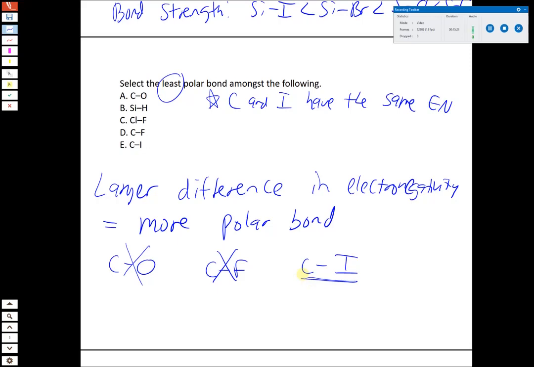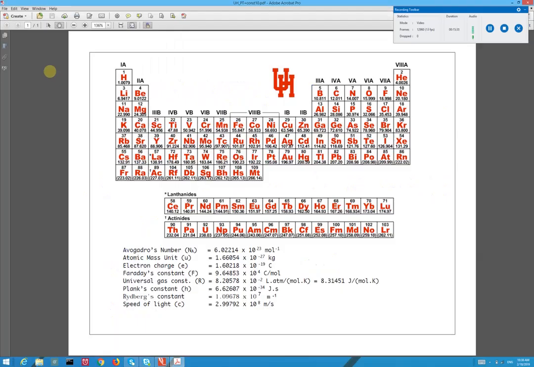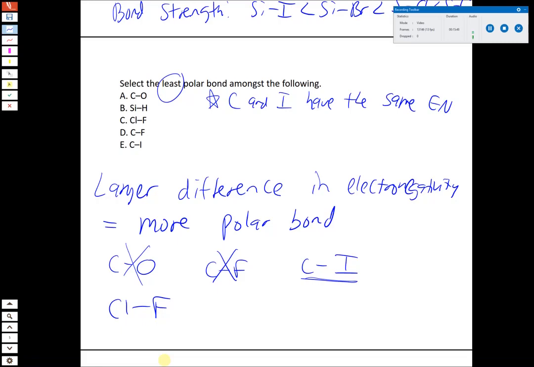Now we have to compare carbon-iodine, which we've established is pretty much nonpolar because they have the same electronegativity, to the rest. If we have ClF, again, it'd be hard to compare ClF to all of these different bonds, but chlorine and fluorine clearly have different electronegativities. As we go up between chlorine and fluorine, electronegativity increases. Fluorine is the most electronegative. So this bond will be polar. We don't necessarily have to compare it to all the rest of these to figure out which is more or less polar, because we're not ranking all these. We just want to find the least polar bond. And this one is polar, so we can eliminate it as well. So we've eliminated CO, ClF, and CF.